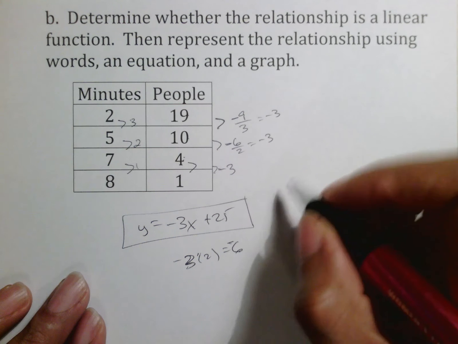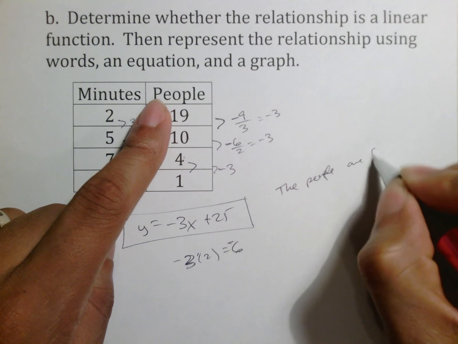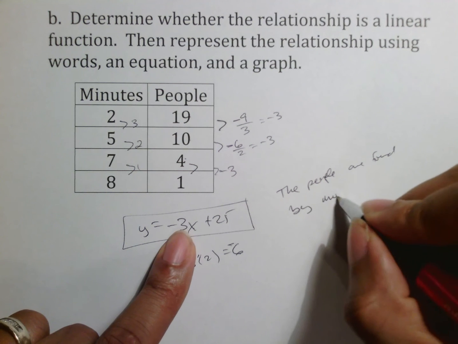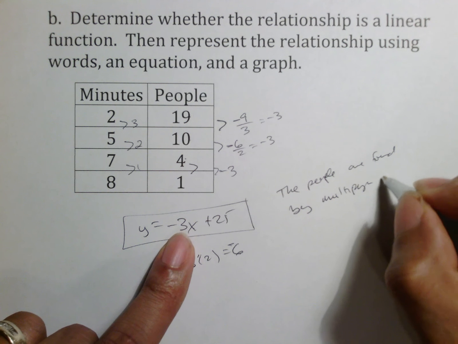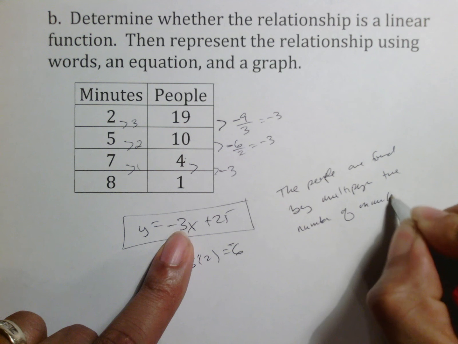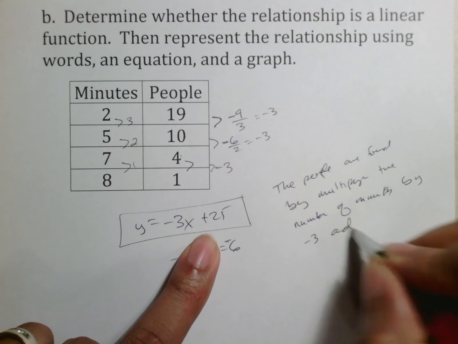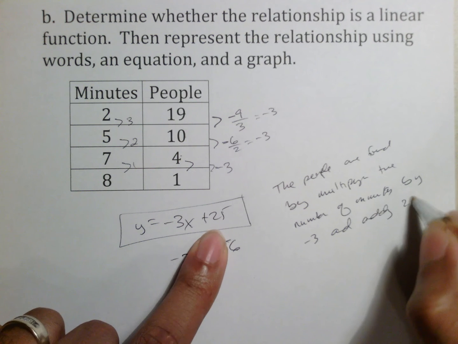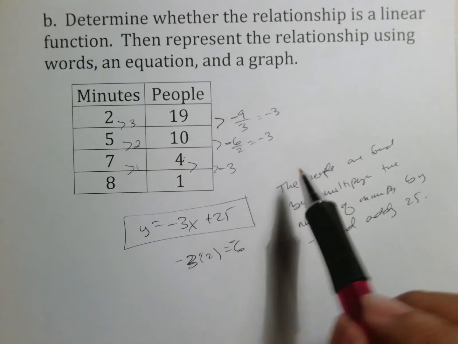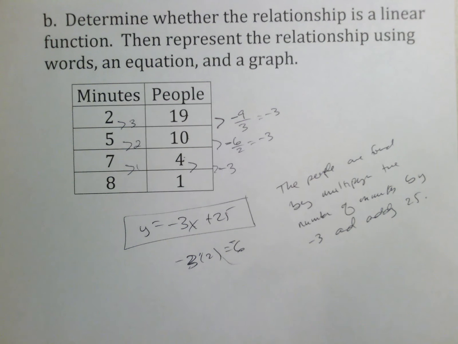Then from there, again, you would say the people are found by multiplying the number of minutes by whatever we did here, which is -3, and adding 25. That's your words. So again, once you find this, once you've done all the work, all you have to do is take this equation and arrange it so you can actually say it in words so it makes sense.